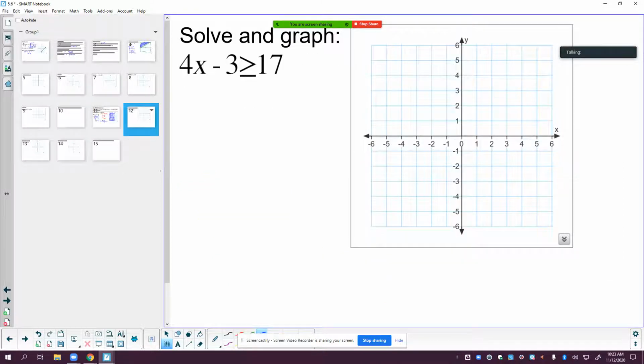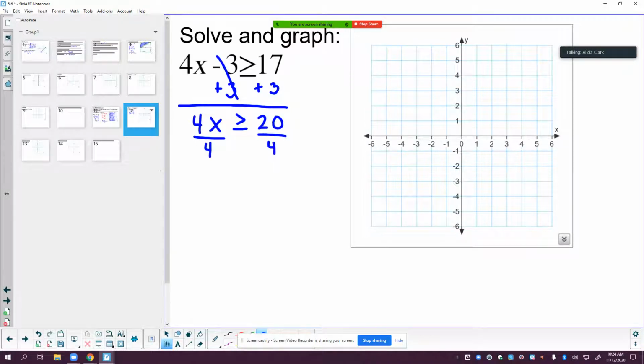Okay, so let's look at the second one. We're still, again, trying to get the variable by itself. So 4x minus 3 is greater than or equal to 17. I'm going to do plus 3 on both sides. So I'm going to get 4x, this will cancel, greater than or equal to 20. If I'm trying to get x by itself, I'll divide by 4. So now x is greater than or equal to 5.